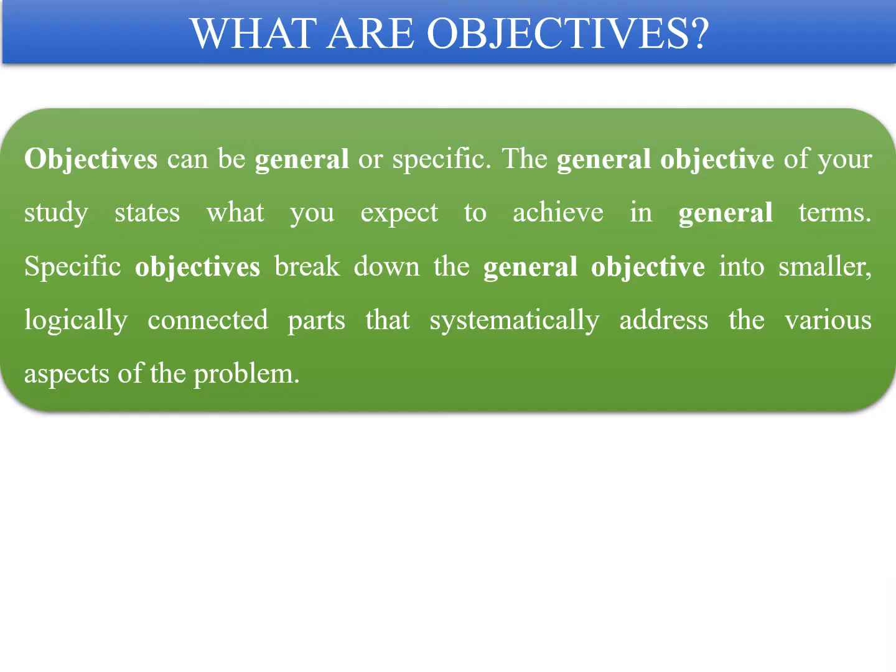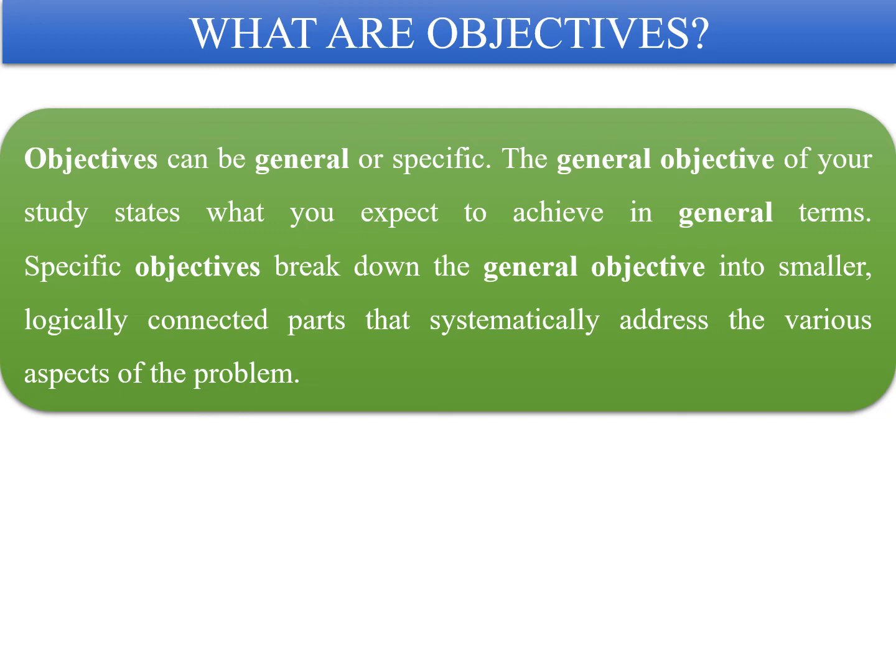So what are the objectives? Objectives can be general or specific. General objectives are basically what you call goals, and specific objectives are called objectives. The general objectives of your study state what you expect to achieve in general terms. Specific objectives break down the general objectives into smaller, logically connected parts that systematically address the various aspects of a problem.